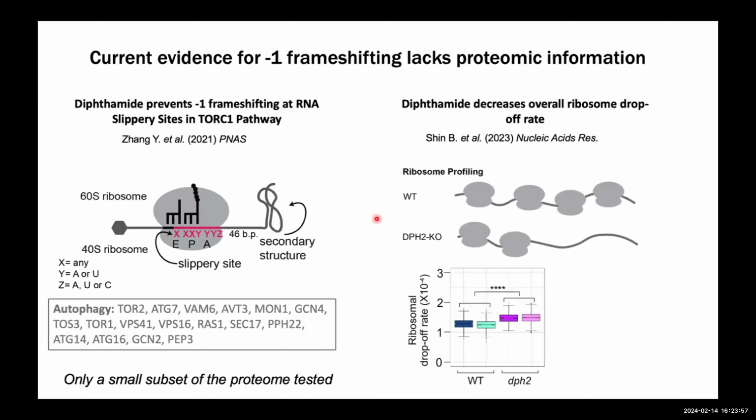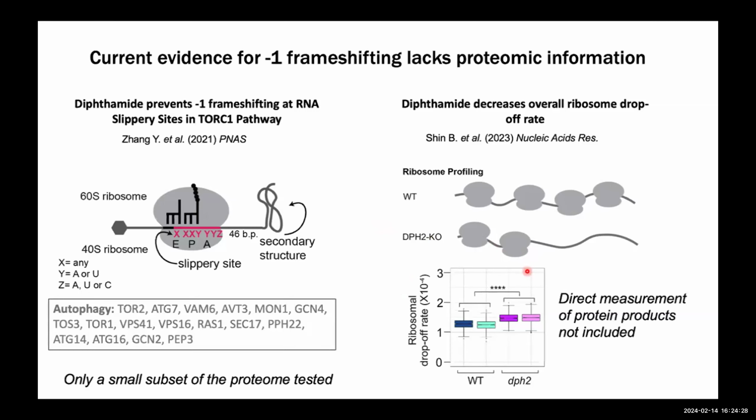A more recent study published in 2023 conducted ribosomal profiling in wild-type and DPH2 knockout yeast. And what they found is that there is an increase in the ribosomal drop-off rate in DPH2 knockout yeast. And this indicates that the ribosomes are encountering out-of-frame stop codons, which indicates that frame shifting is occurring at a higher rate.